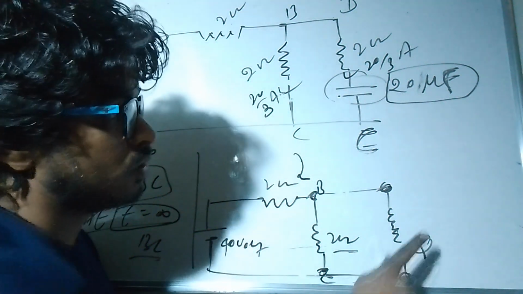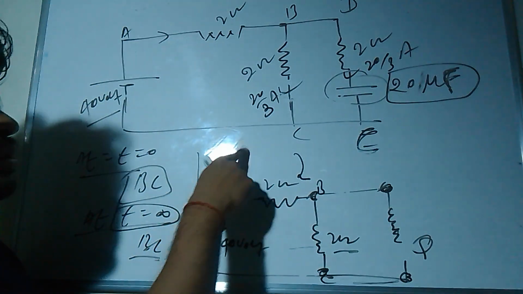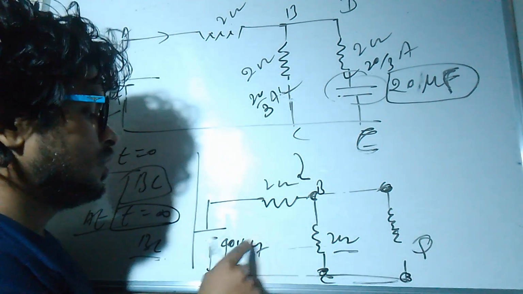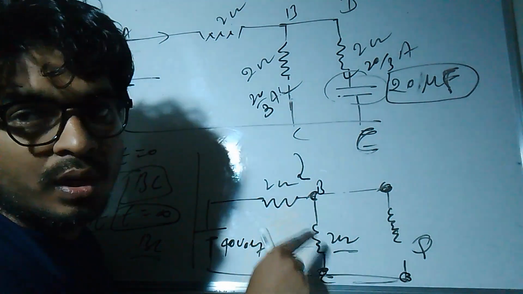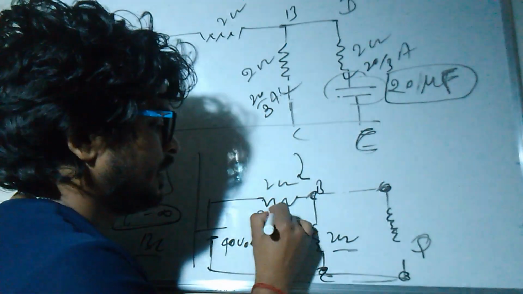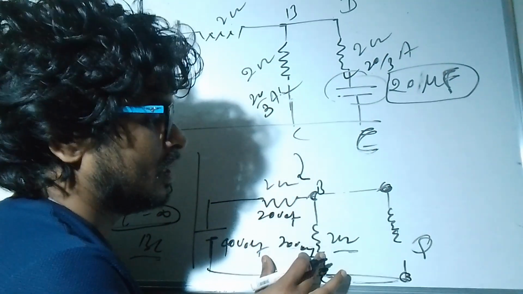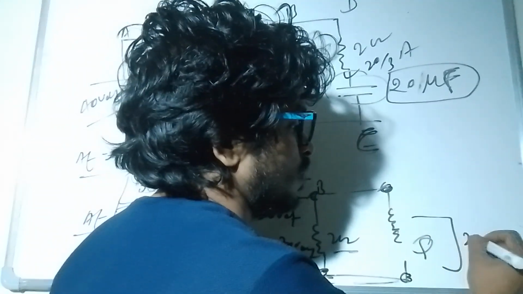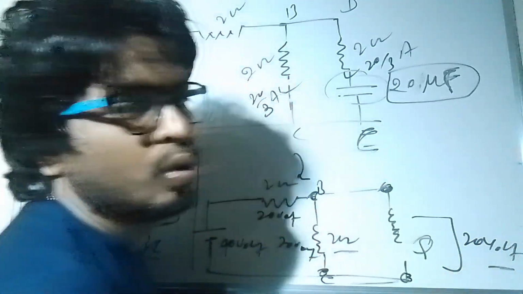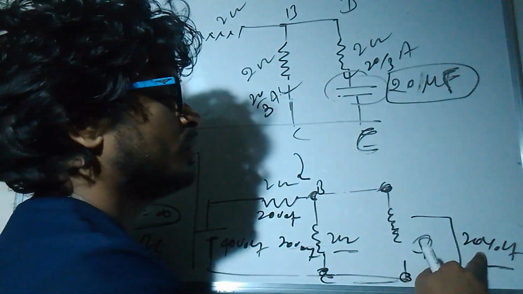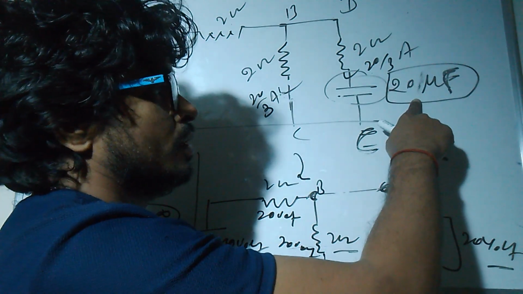These are questions about charging of the capacitor. The supply is 40 volt, so it will be divided equally across the 2 ohm resistors: 20 volt and 20 volt. You have to know how to split the voltage across the capacitor. So the voltage across it is now 20 volt, and the capacitance is 20 microfarads.